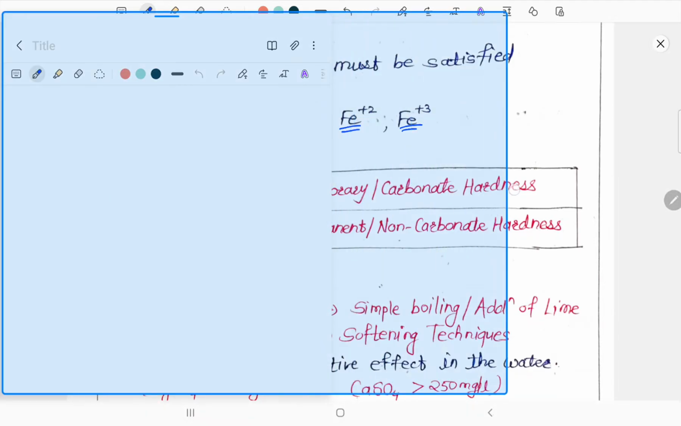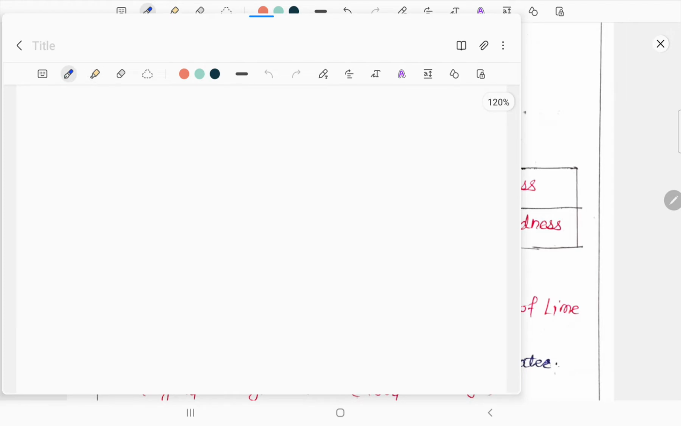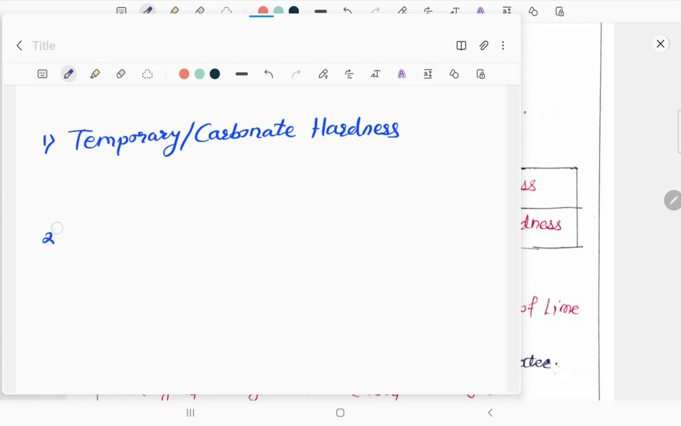So we know that there are two types of hardness. First one is temporary hardness, also known as carbonate hardness. Second type of hardness is permanent hardness, also known as non-carbonate hardness.